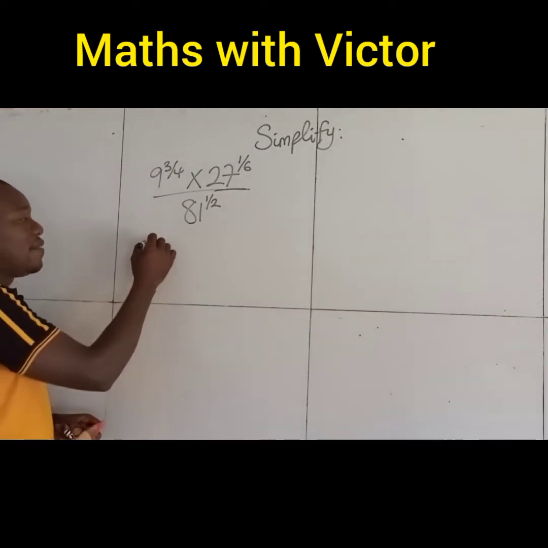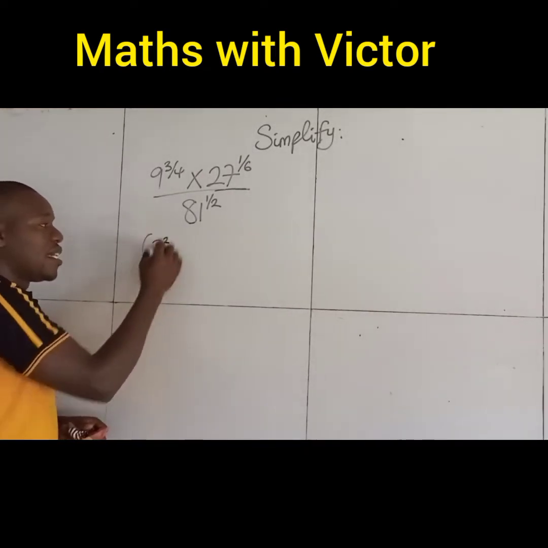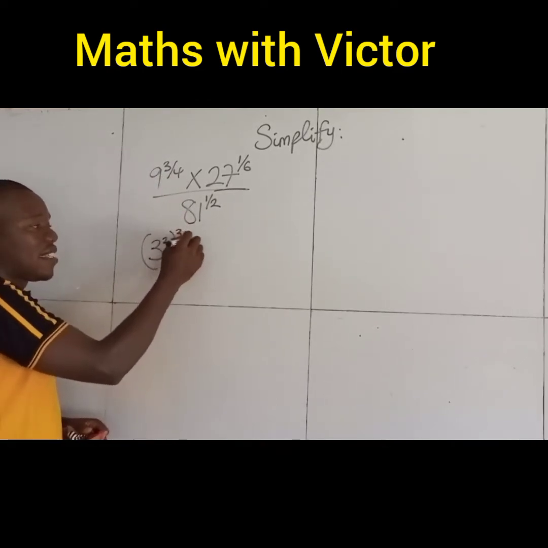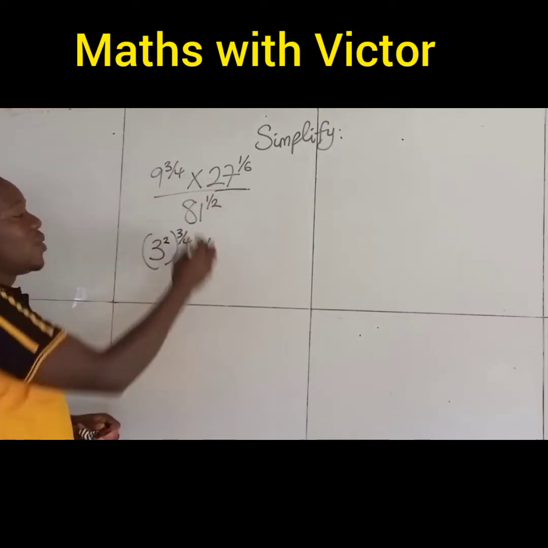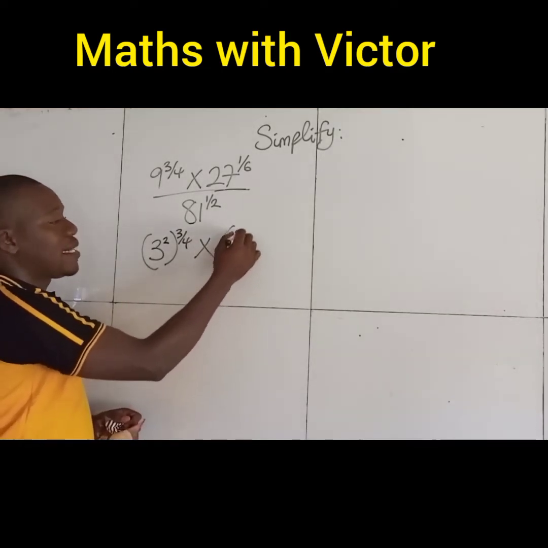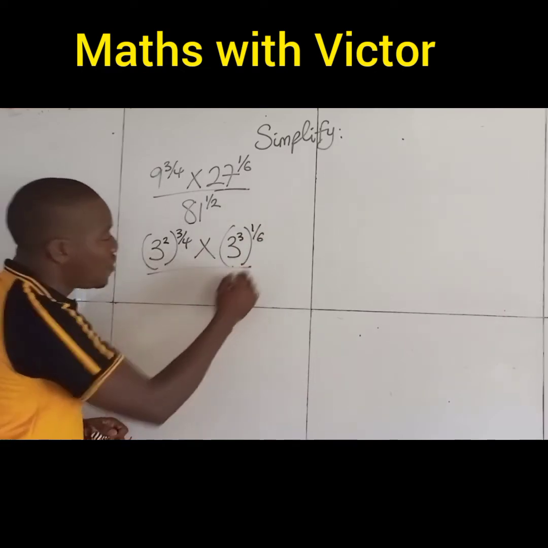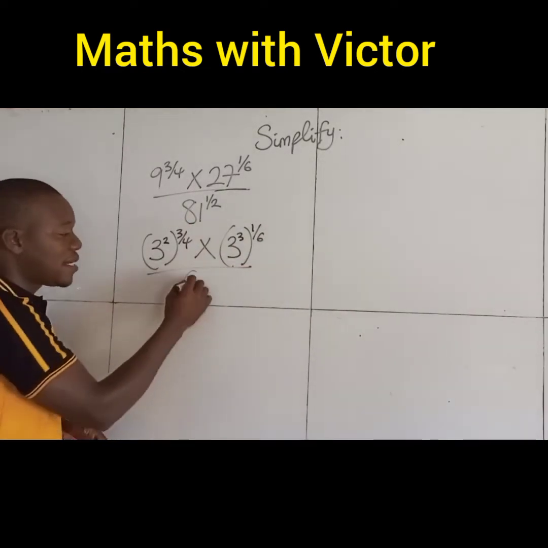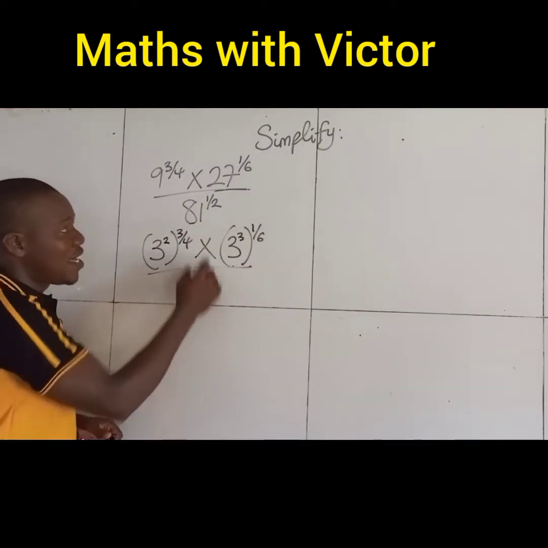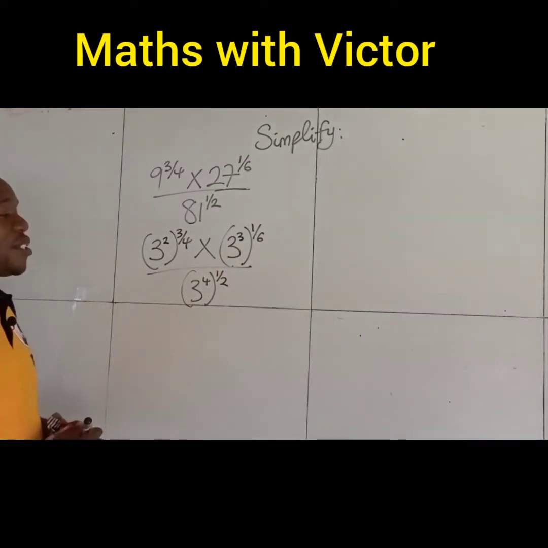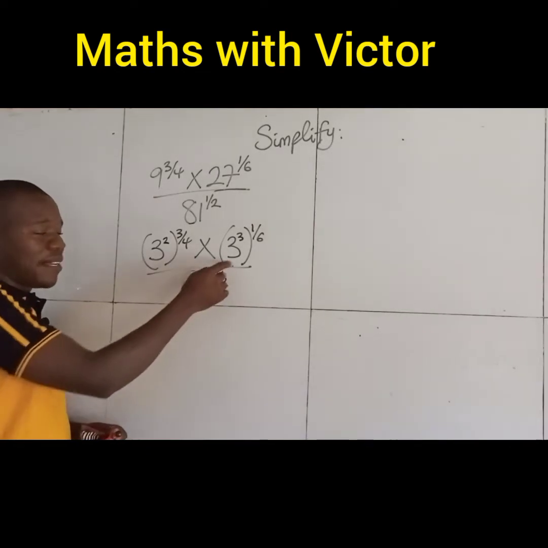Instead of 9, I have 3 raised to the power 2. This is the same as 9, but I still have 3 over 4. 27 becomes 3 raised to the power 3, but I still have 1 over 6, all over 81, which becomes 3 raised to the power 4, but I still have 1 over 2. So we've simplified the expression to have common bases.